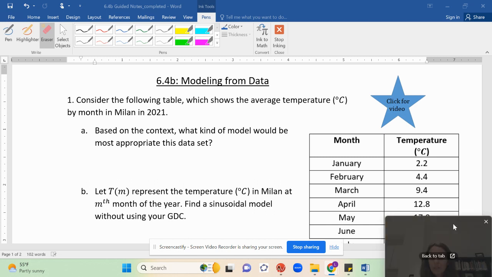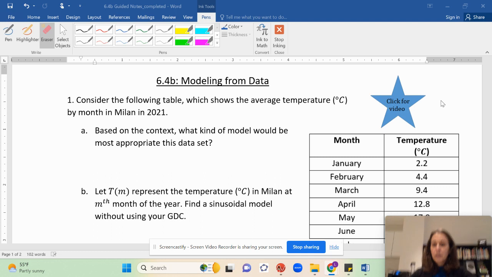So we're going to continue lesson 6.4 with more modeling. In the last lesson, we saw modeling linear, quadratic, and exponential functions. You can maybe make a guess on what type of function we might model next. That's our first question here: determining what type of model to use based on context.